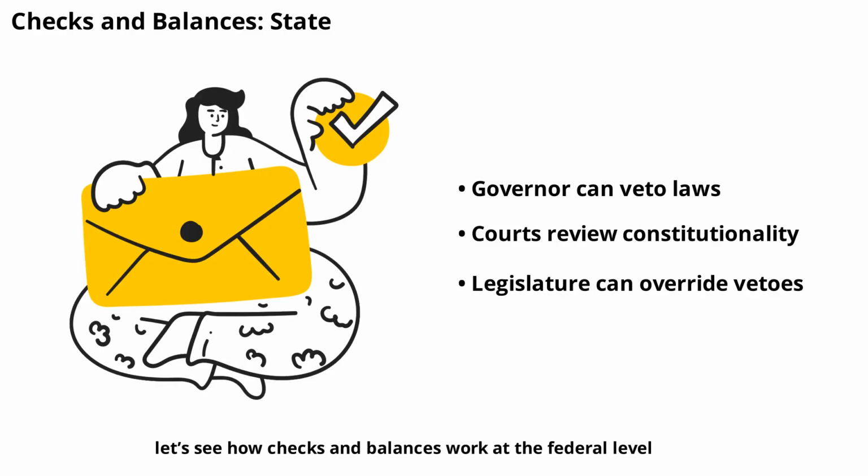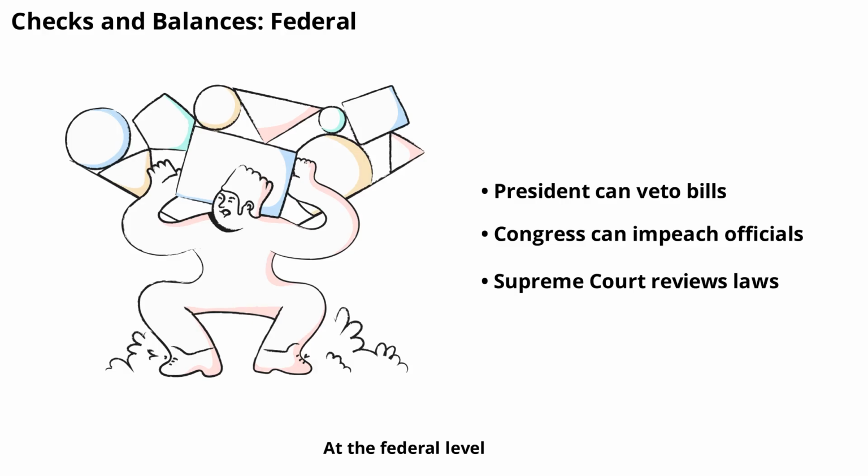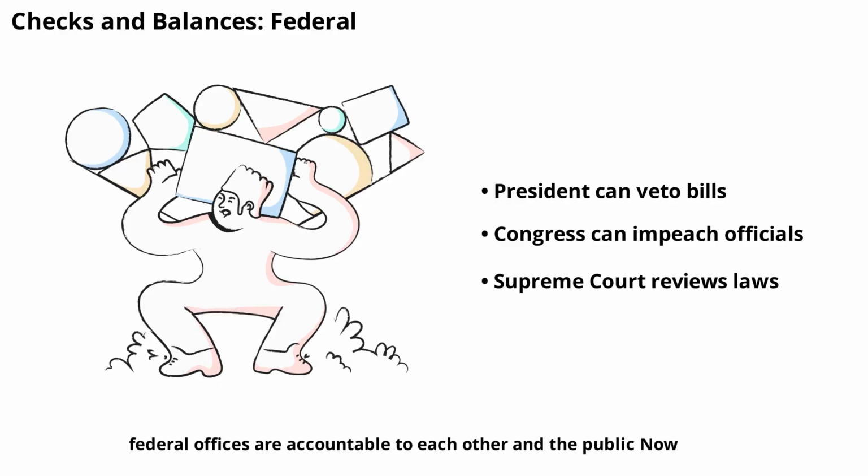Next, let's see how checks and balances work at the federal level. At the federal level, checks and balances are built into the Constitution. The president can veto bills from Congress, Congress can override vetoes and impeach officials, and the Supreme Court can rule laws unconstitutional. These mechanisms ensure that power is shared and that federal offices are accountable to each other and the public.